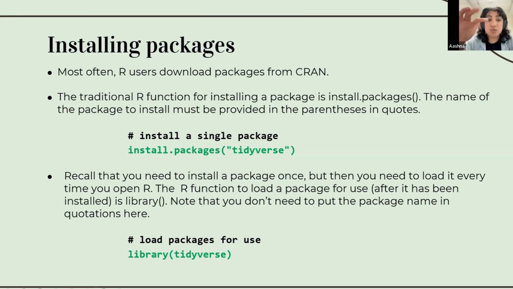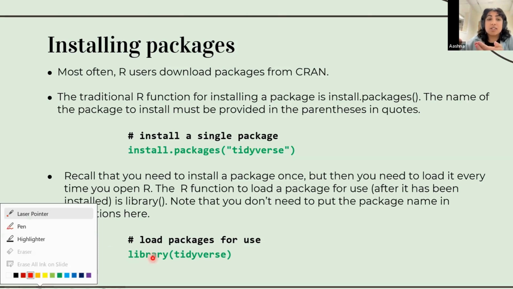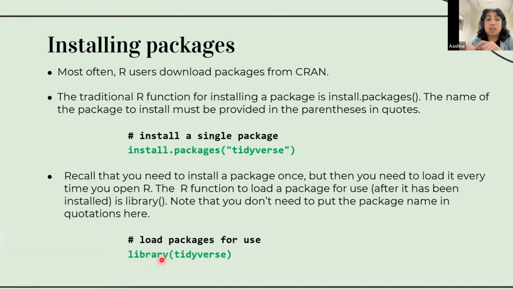Of note, you need to install a package only once. Once you've installed it, you've taken it from this giant library online and put it into your personal library. So that step only needs to happen once. But then every time you want to use it, you need to load it. Every time you open R, you need to load the package you've downloaded. Typically the R function to load a package for use after it's been installed is just called library. The difference here is that you don't need to put your package name in quotations now, because R knows that this is something that exists in my library. I'll just put its name in, and then I'll load it for use.